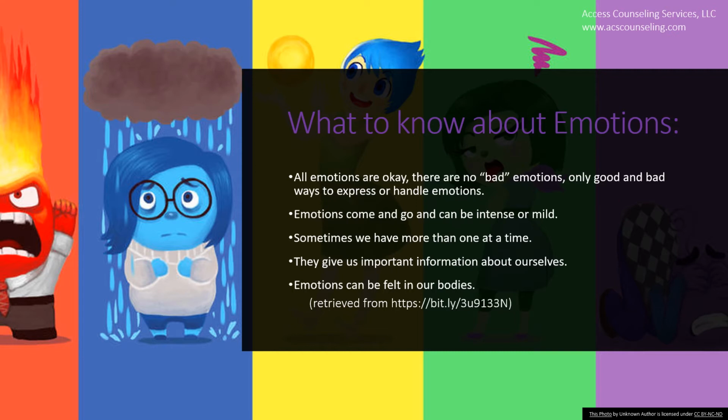Students need to also know that sometimes we have more than one emotion at a time. The movie in the background, Inside Out, is a great example of how emotions can come together and be complicated. Sometimes we're not just angry, but we're really angry and sad, or we're happy, but maybe that's a happy and bittersweet emotion. Students also need to know that emotions give us important information about ourselves and also about our environments.